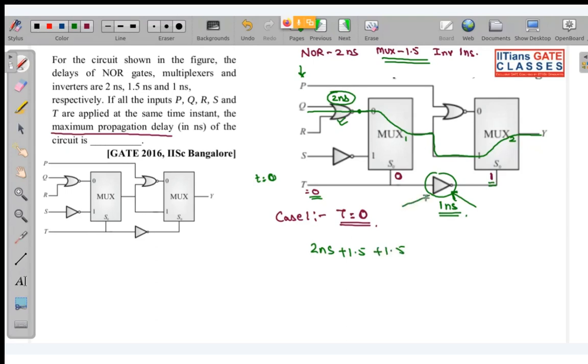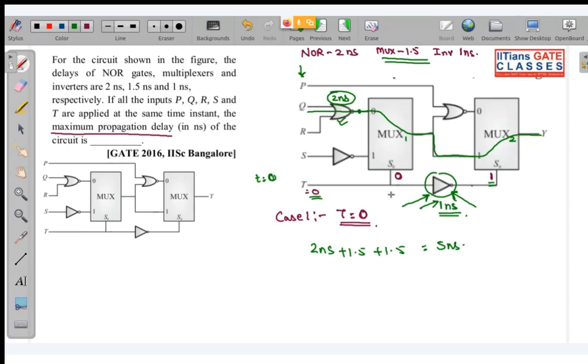We are totally going to ignore this NOT gate due to the fact that this has already stabilized within 1 nanosecond after the application of input, whereas this NOR gate only requires 2 nanoseconds. So the time at which this is getting stabilized, this output has already stabilized. So we are not going to consider this 1 nanosecond in this calculation. So this will be what? 2 plus 3, that is 5 nanosecond when t is equal to 0.